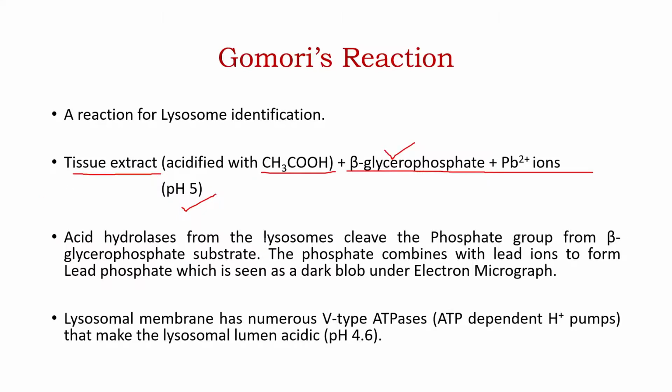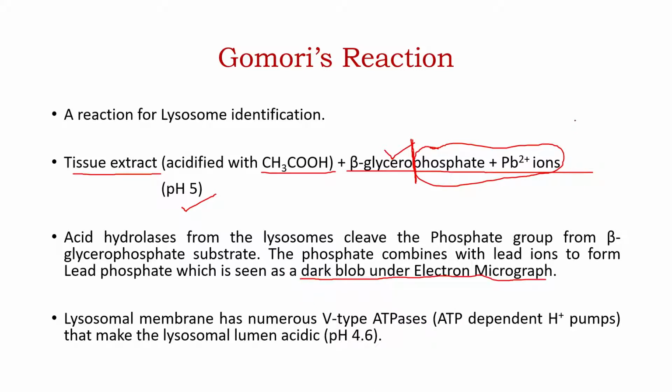Now acid hydrolases from the lysosomes will cleave the phosphate group from the beta glycerophosphate substrate. All the lysosomal enzymes are nothing but acid hydrolases in nature. Now, the cleaved phosphate group will combine with the lead ions to form lead phosphate. And the lead phosphate which is formed is seen as a very dark blob under electron micrograph.